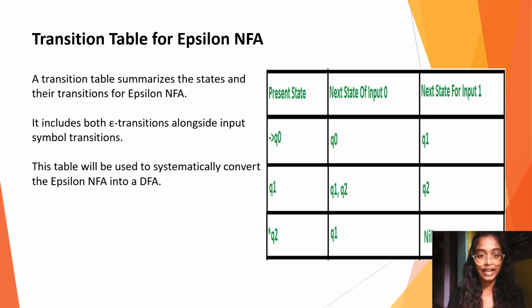Next, let us see the transition table for epsilon NFA. A transition table summarizes the states and the transitions for epsilon NFA. It includes both the epsilon transitions along with the input symbol transitions. This table will be used to systematically convert the epsilon NFA into DFA. This table has the present state, the next state when given 0 and the next state when given 1. We can see here Q0 is the initial state and Q2 is the final state.